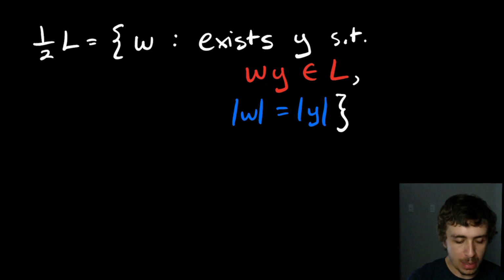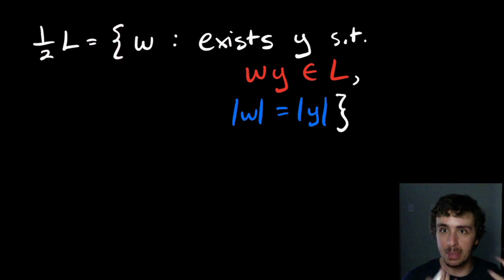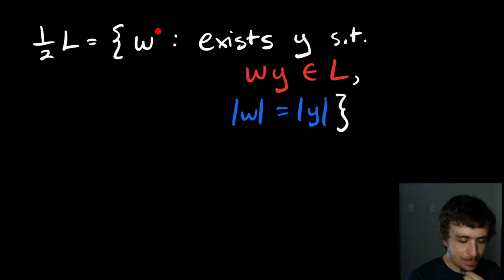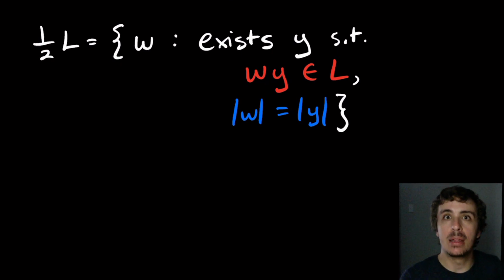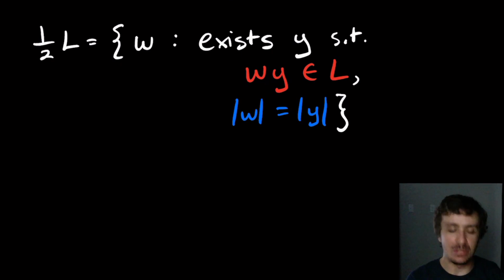So more formally, what that means is I'm going to take all the strings W, that's going to be the result set, all the strings W such that there exists a Y. So the Y is the second half of the string, where putting them together, WY, is in L, and the two pieces are exactly the same length. So it really is the same length of the two halves here.